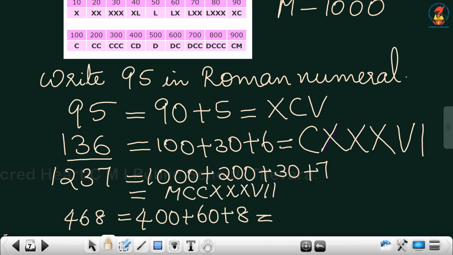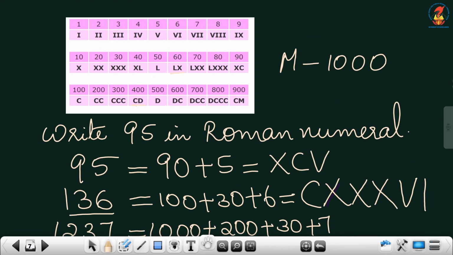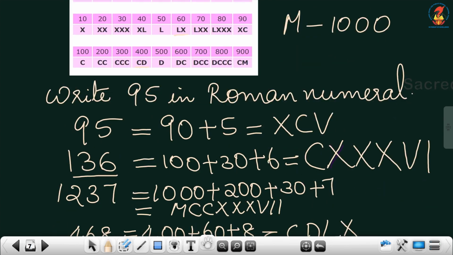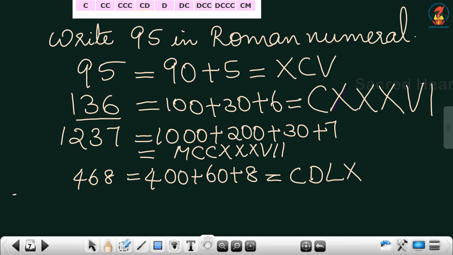Now, how will we represent 400 in Roman numeral? 400 is CD. And how will we represent 60? 60 is LX. And how will we represent 8? 8 we already know. VIII. Okay. So, write that.